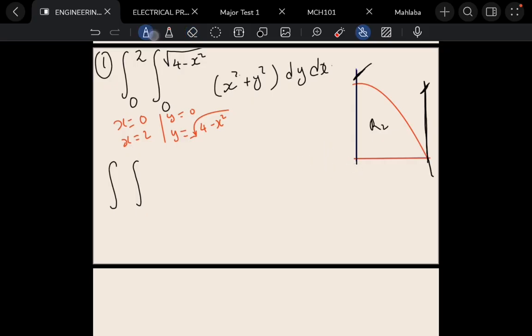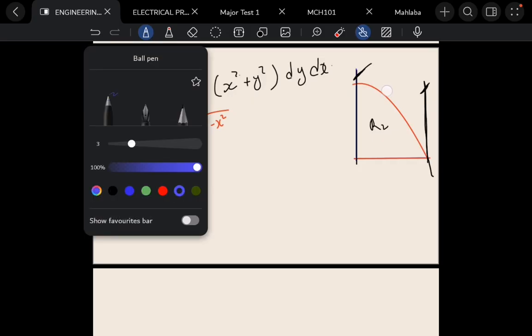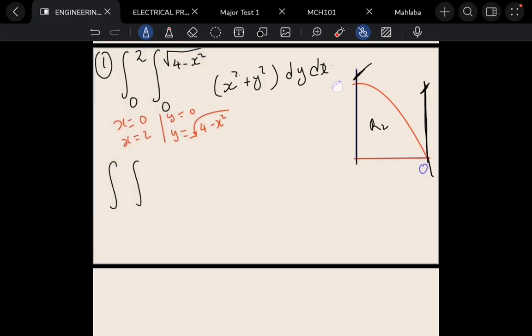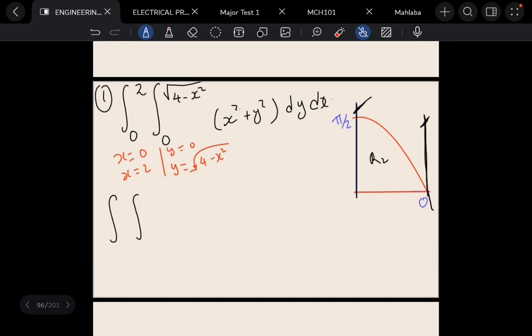Now if you substitute the angles in, your region starts here at 0 to pi over 2. But now we do have x squared plus y squared. When you see x squared plus y squared, we change it to r squared. When we change dy dx, it's going to be r dr d theta. It's not going to be just r squared. We always include this r.